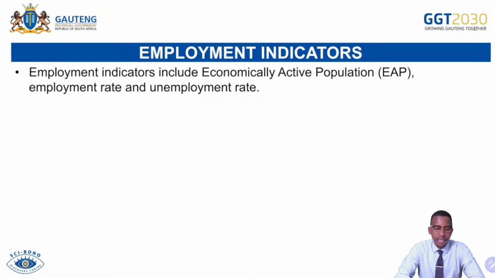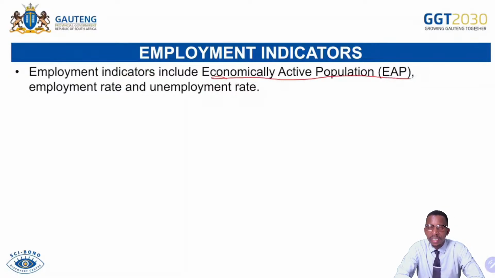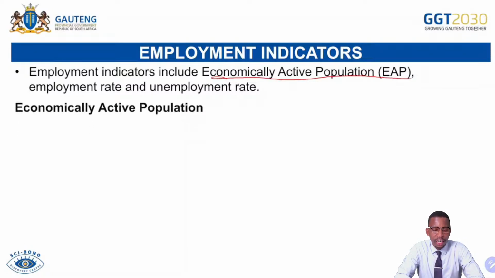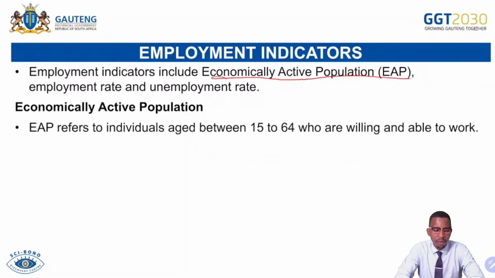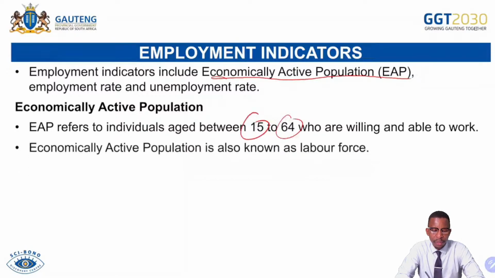So employment indicators include the economically active population, which is EAP. Remember, these are people aged between 16 to 65, and then employment rate and unemployment rate. These are indicators related to what we call employment. And then the economically active population, which is also a part of the labor force, refers to individuals aged between 15 to 64. One can say 16 to 65, who are willing and able to work. So those people are regarded to be economically active. The economically active population is also known as the labor force.